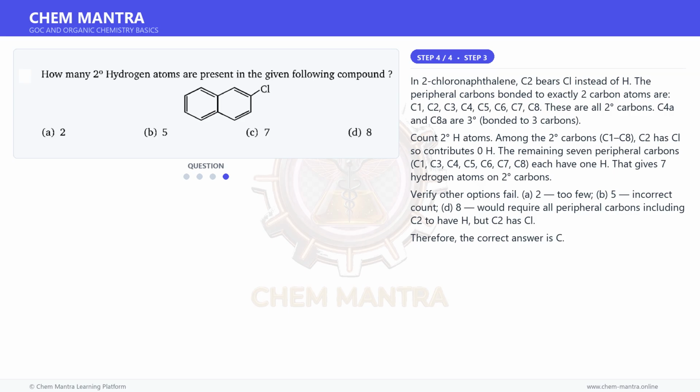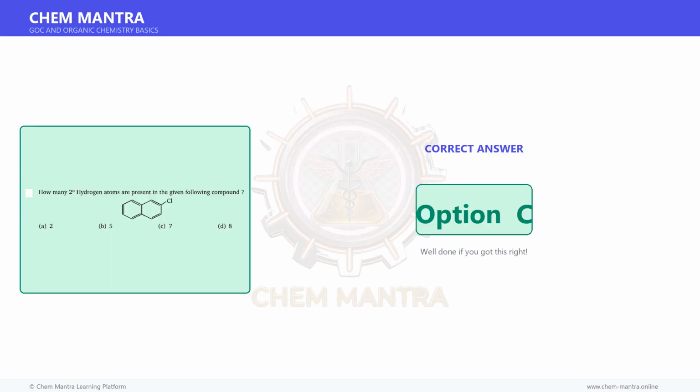Verify other options fail. A. 2 is too few. B. 5 is an incorrect count. D. 8 would require all peripheral carbons including C2 to have H, but C2 has Cl. Therefore, the correct answer is C. Therefore, the correct answer is option C.